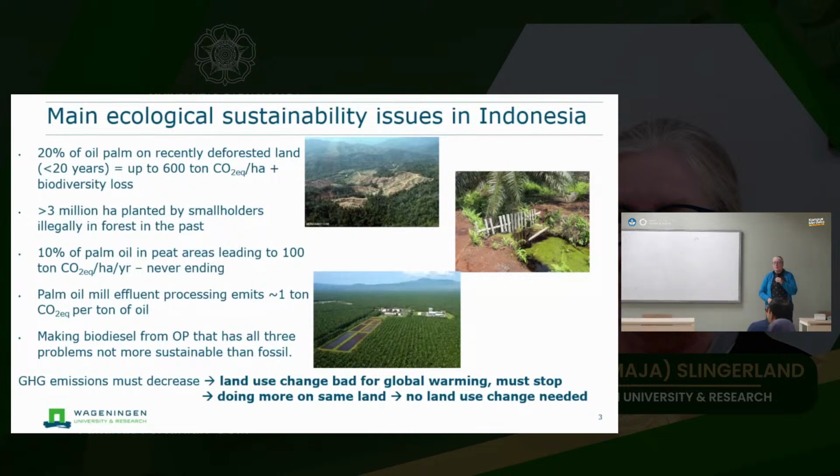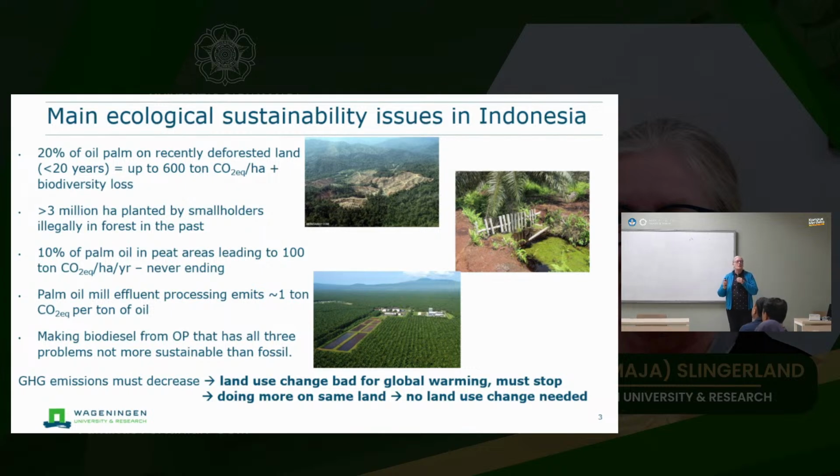Then 10% of the oil palm is on peatland. And if you put oil palm on peatland, the palm doesn't like wet feet. So you have to drain the water. And if you drain the water, the peatland starts decomposing and putting greenhouse gases in the air. So it's also not a very good idea. And finally, the mill, you see here the ponds downstairs. Here the ponds. If they're open ponds, then they emit a lot of methane, which is also not good. So the CO2 and the methane both contribute to climate change.